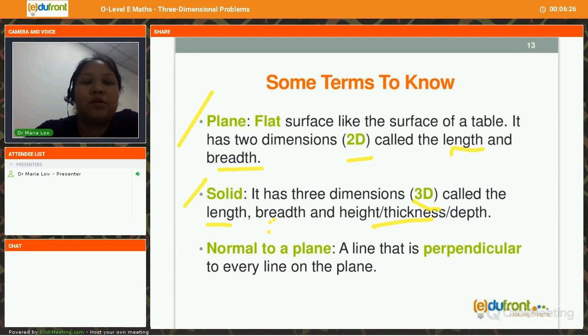And then there's another one that is quite important to know, which is normal to a plane. Sometimes questions will actually mention normal to a plane. What does that mean? It means that it is a line that is perpendicular, means at 90 degrees, to every line on that particular flat surface. So later on, we'll take a look at some more examples that talk about normal to a plane.